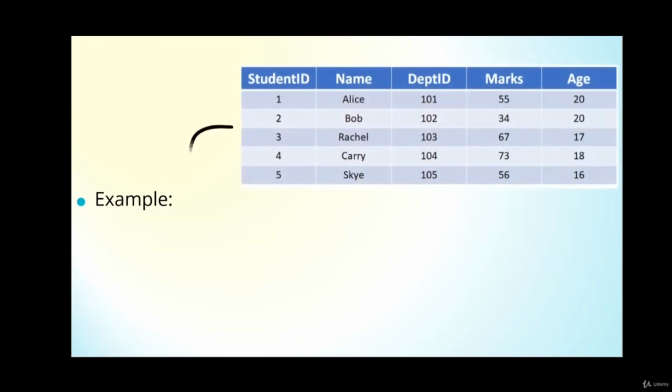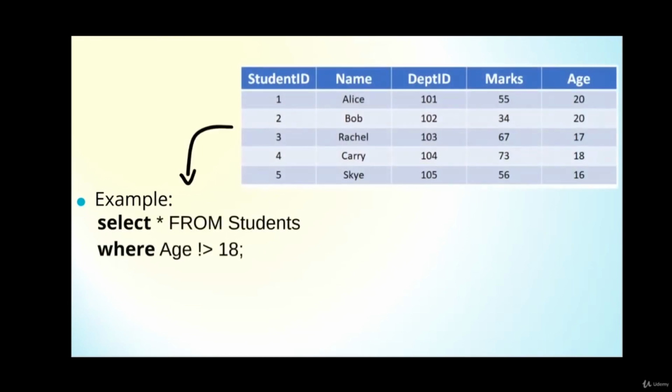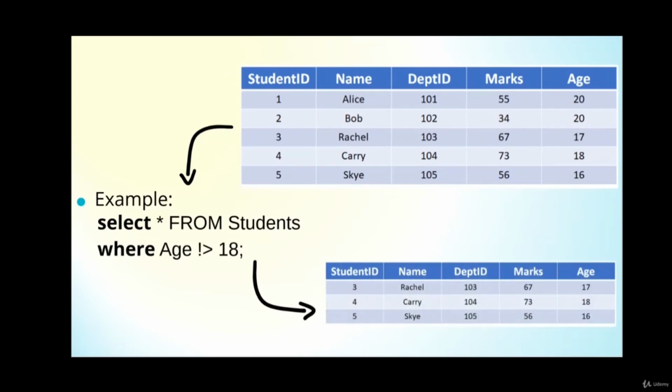from this table, if I want to find the details of those students who have age not greater than 18, I'll write the query as select star from students where age is not greater than 18. So it will display all those students who have age less than or equal to 18. We just don't want the values who have age greater than 18, but we can choose the values that have age equal to or less than 18.